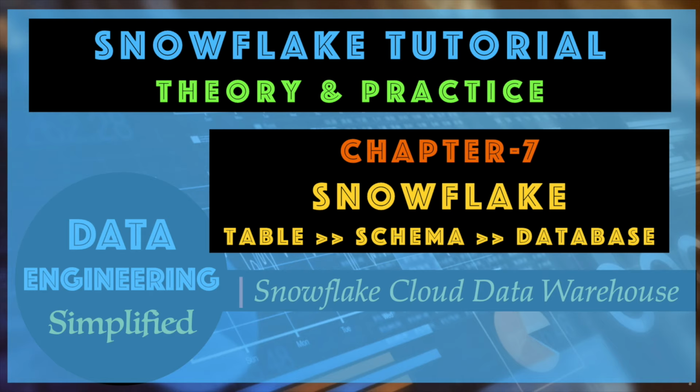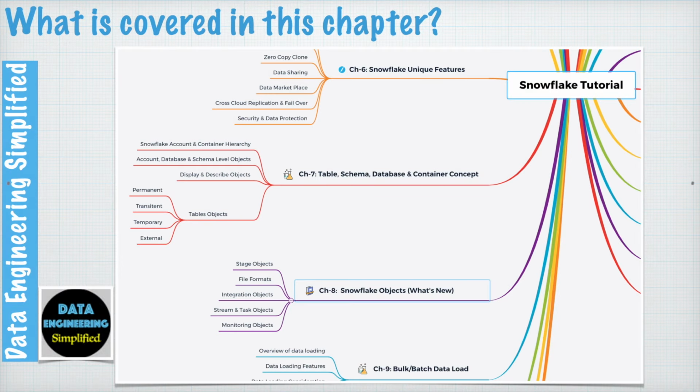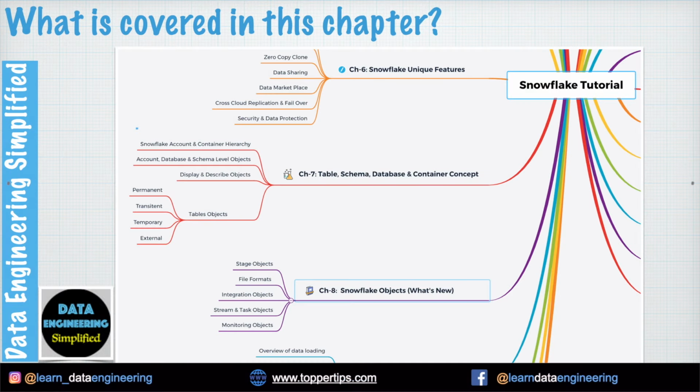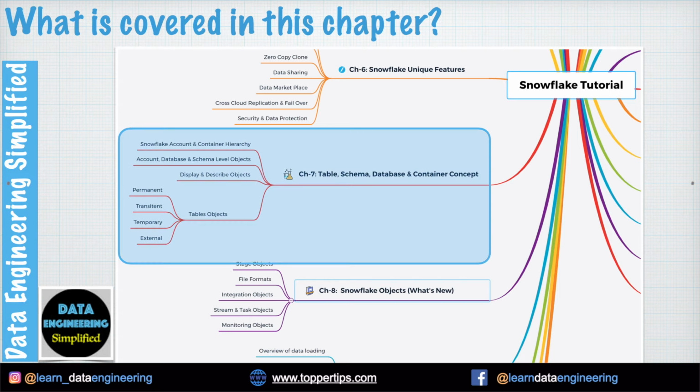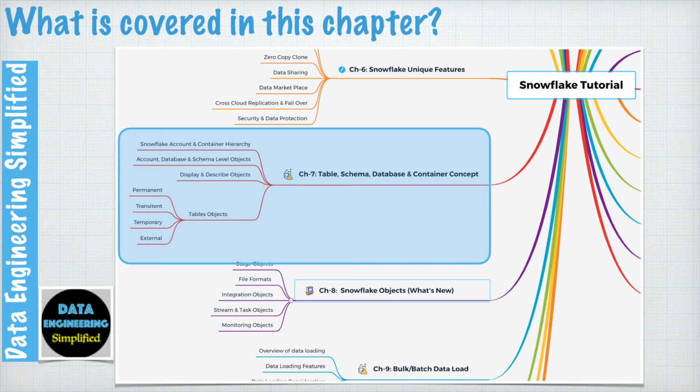I hope you have been enjoying this visual guided tour on Snowflake. So let's start with Chapter 7. What is covered in this Chapter 7? Chapter 7 is a more hands-on chapter which gives you the concept of container hierarchy, and then we are going to practice database, schema and table creation along with many other concepts like time travel features, and how to load the data into a permanent or an external table.